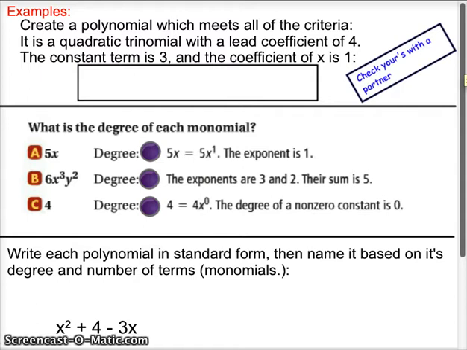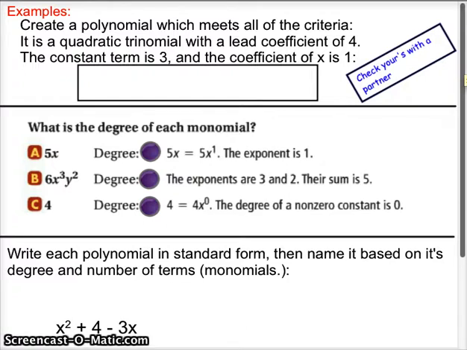All right, so let's get some practice in with this vocabulary. Create a polynomial which meets all of the criteria. So it's a quadratic trinomial. Lead coefficient of 4. The constant is 3. The coefficient of x is 1. All right, so let's take a look at each one of these pieces.